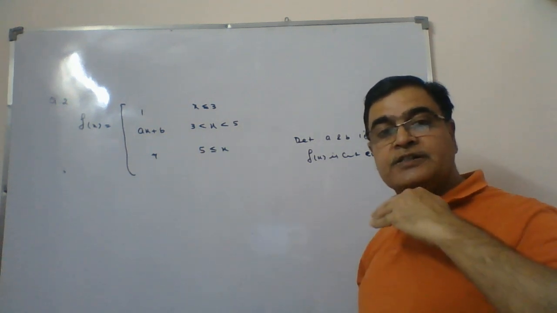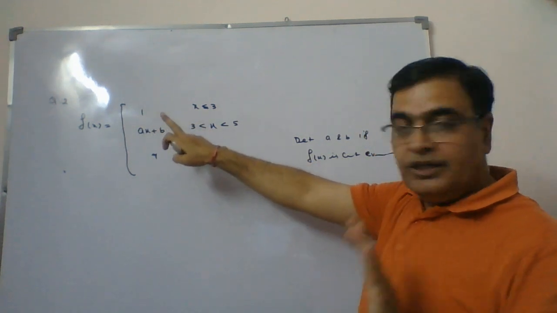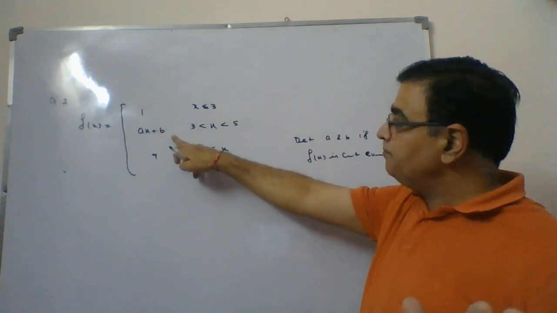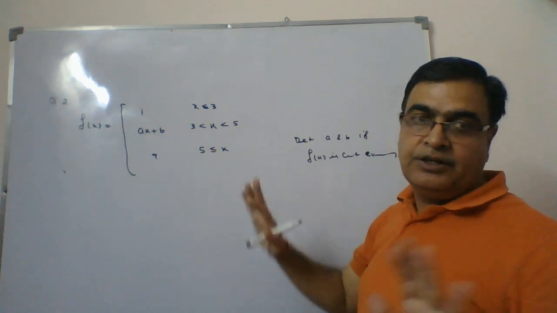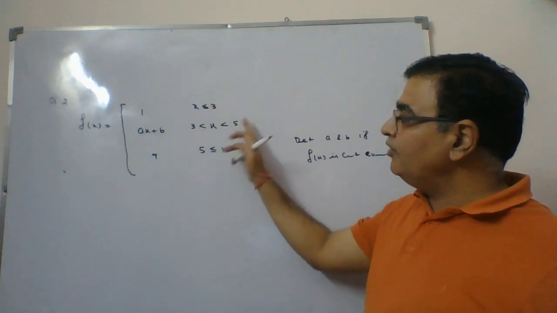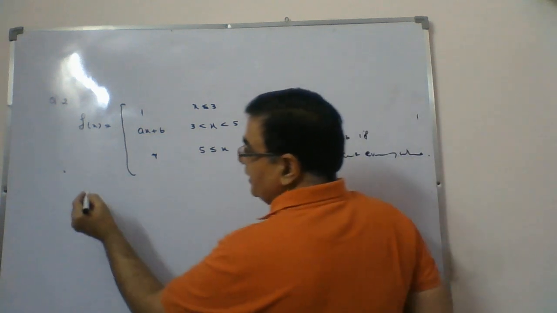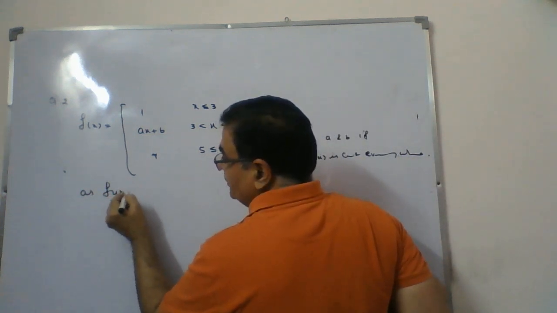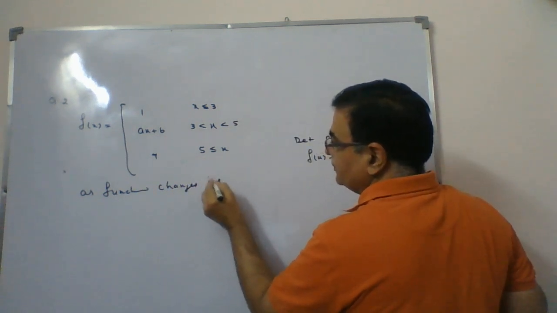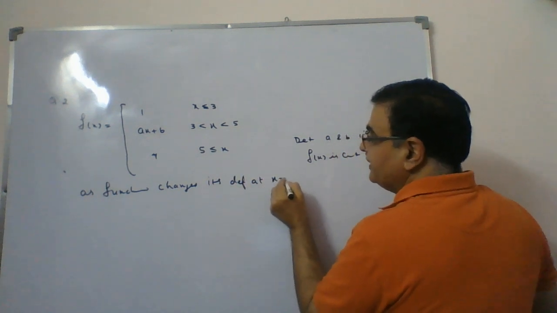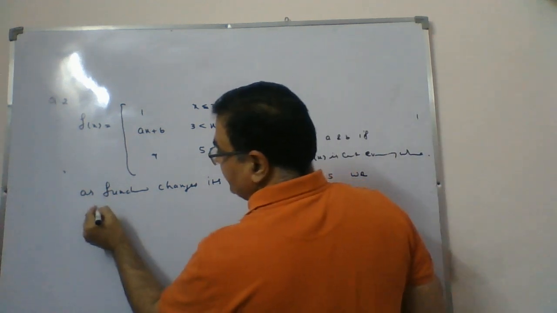So as the function is continuous everywhere, for x less than 3 it is constant, so it will be continuous. Ax plus b, between 3 and 5, is a polynomial, so it is continuous. Again 7 is constant, so it is continuous. But at 3 and 5, as it changes its definition, we should check the continuity of the function. So as the function changes its definition at x equal to 3 and x equal to 5, we must check its continuity.